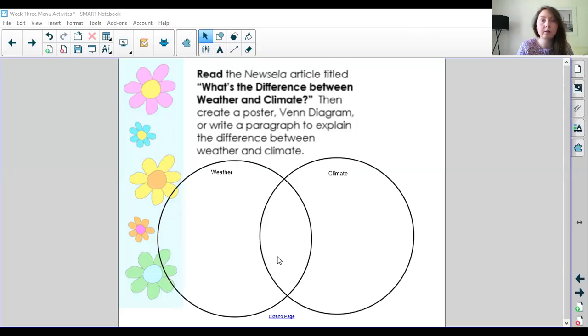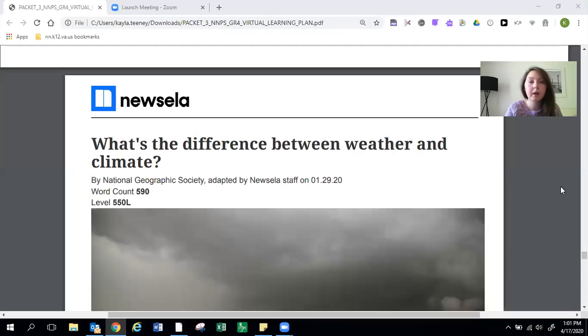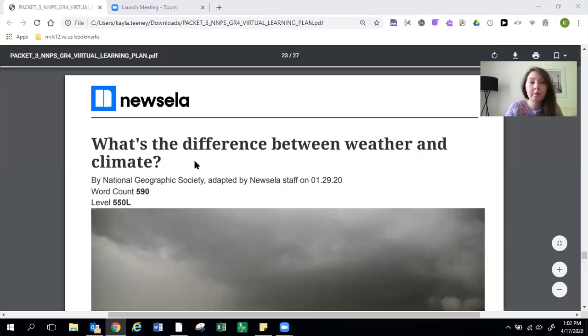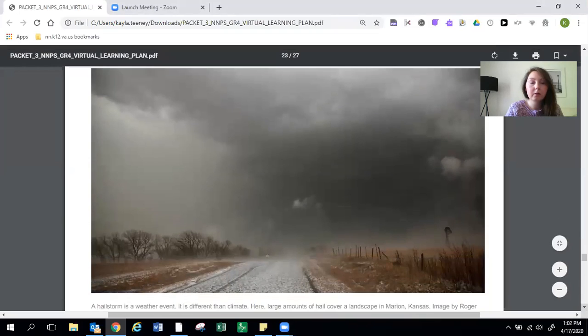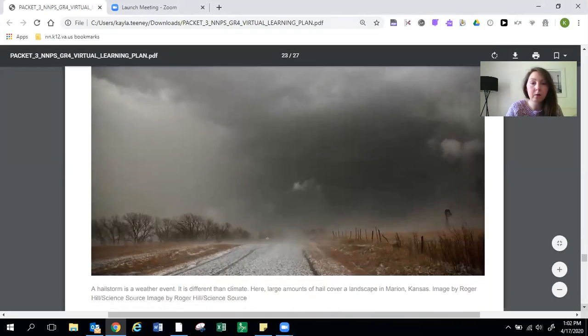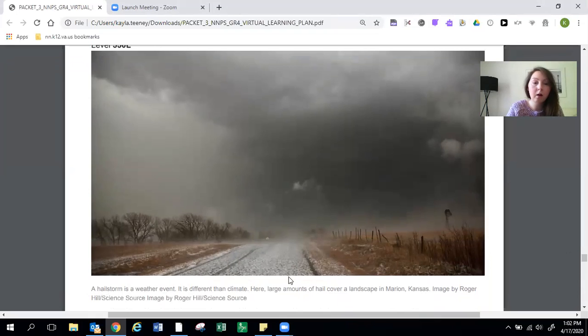So the article is called What's the Difference Between Weather and Climate? by National Geographic Society. The first thing I noticed when I was looking at this article was this really cool picture. This picture has a caption at the bottom that explains what is going on. It says, a hailstorm is a weather event. It is different than climate. Here, large amounts of hail cover a landscape in Marion, Kansas. So all of this little white stuff on the ground is actually hail. That's really cool.